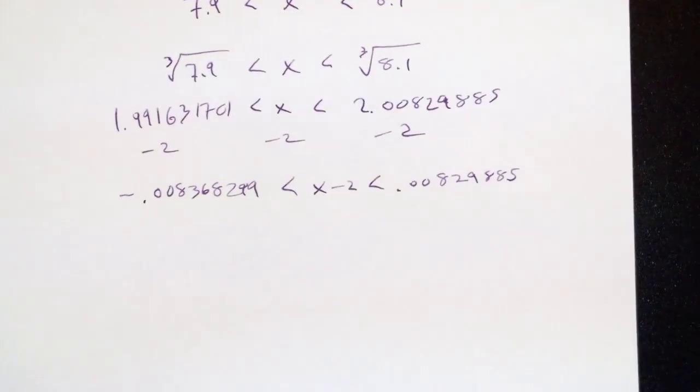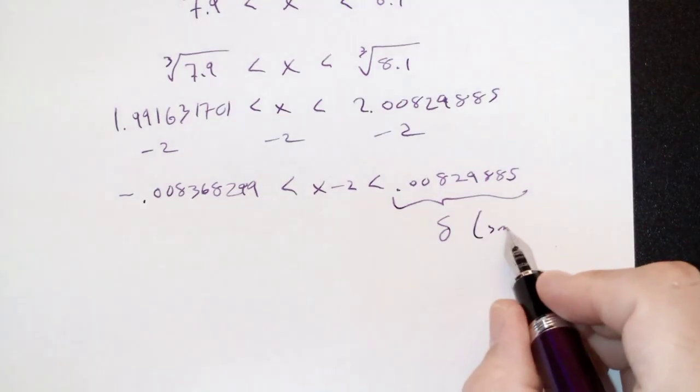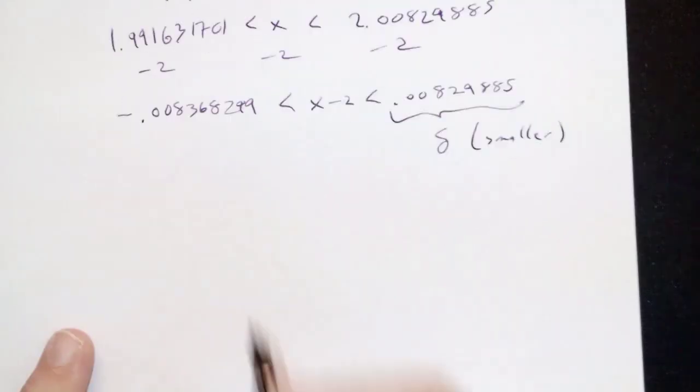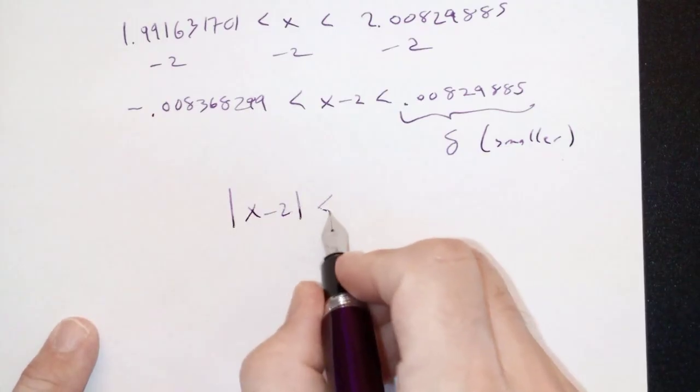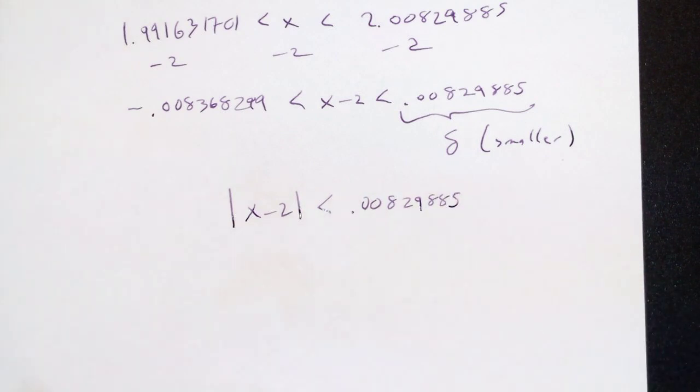So now I can ask, which one do I hit first? The one on the left or the one on the right? As I start to move out. The right. 0.00829 is closer than 0.00836. So this value, that's going to be my decimal because it's smaller. So that's how close I need to be.